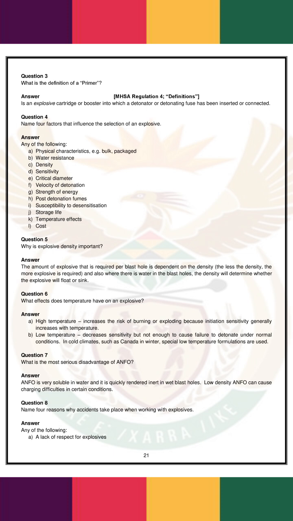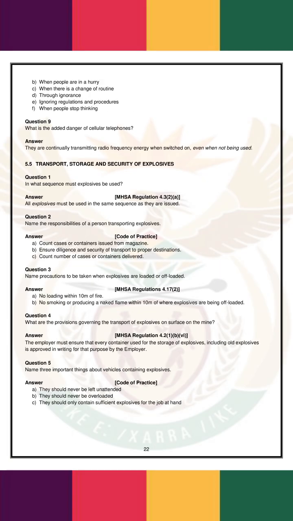Question 8. Name 4 reasons why accidents take place when working with explosives. Any of the following. A. A lack of respect for explosives. B. When people are in a hurry. C. When there is a change of routine. D. Through ignorance. E. Ignoring regulations and procedures. F. When people stop thinking.